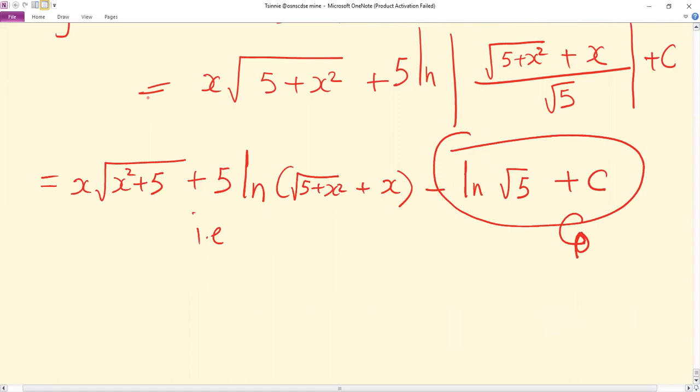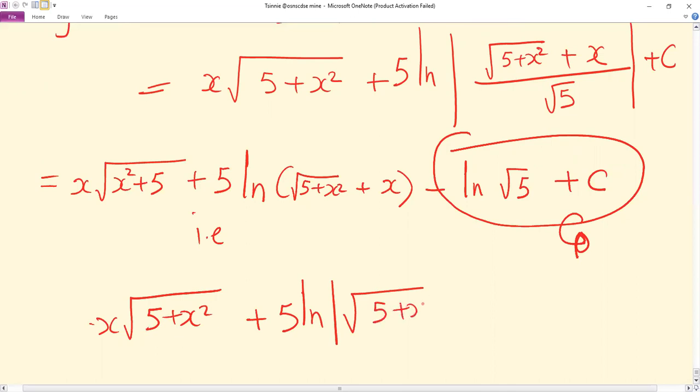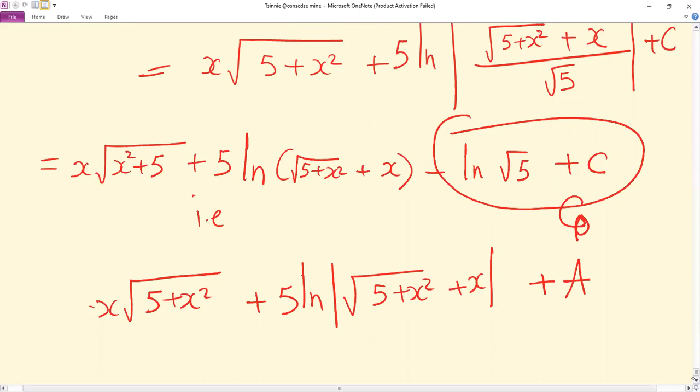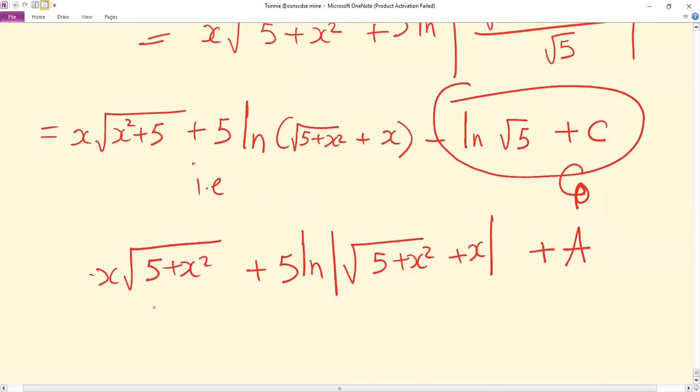So therefore, the integral will be x root of 5 plus x squared plus 5 ln of the square root of 5 plus x squared, and then plus x, and then this one you call constant A. So that is the final solution to that given integration problem. So this is the final solution.